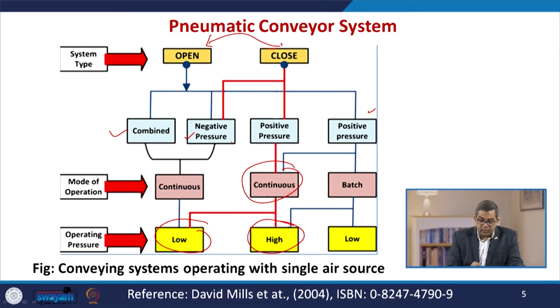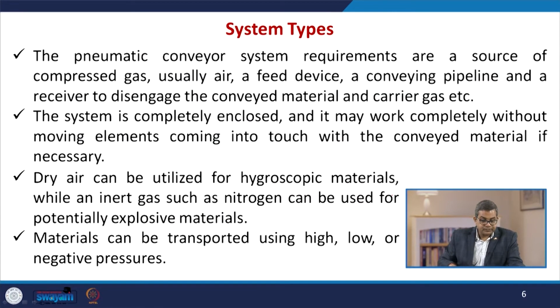Similarly, if we talk about the open system with positive pressure, it can be classified into two modes of operation. One is the continuous and the second one is the batch one. Now, this batch, if we subclassify with respect to operating pressure, can be either high or low.